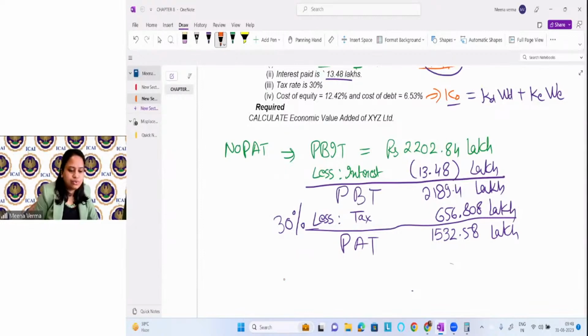Now what do you have to do? Add interest net of tax. What is the interest amount here?